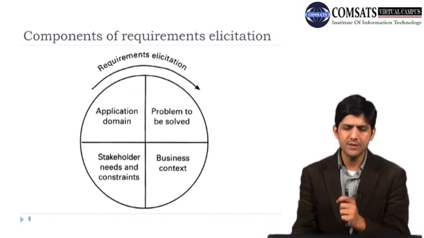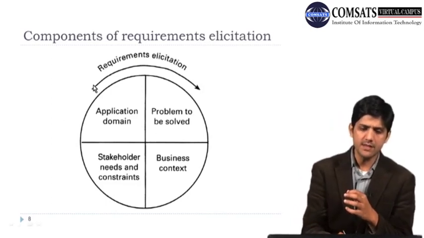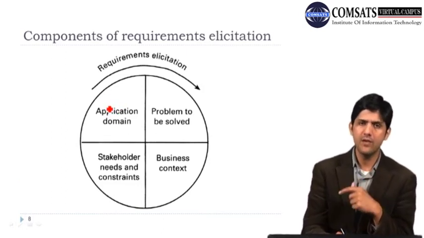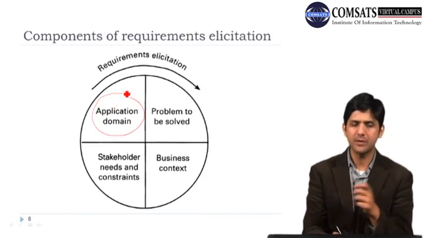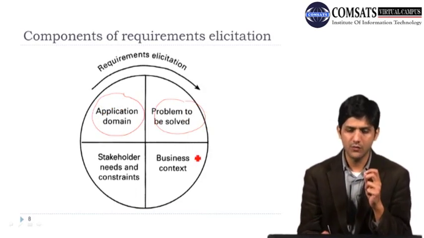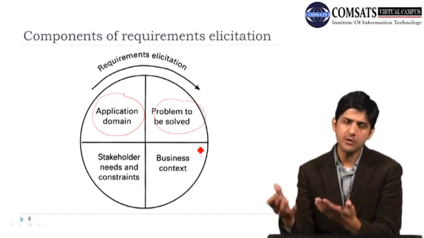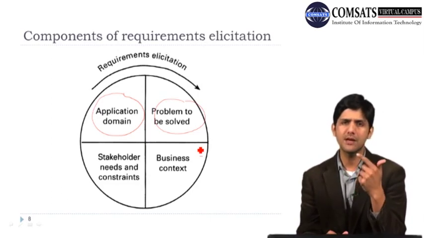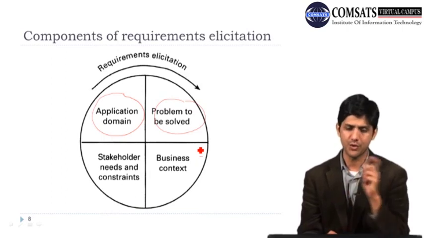So what are the different components of the requirements elicitation process? This diagram actually tells us lots of things. When we are trying to elicit requirements, we try to gain an understanding of the particular application domain. We also want to know what problems need to be solved. We want to know the business context, which means the importance of this particular product in terms of whatever the client is doing in their business. And we also want to know whether there are any particular stakeholder needs, or any constraints which the stakeholder wants to put on it.